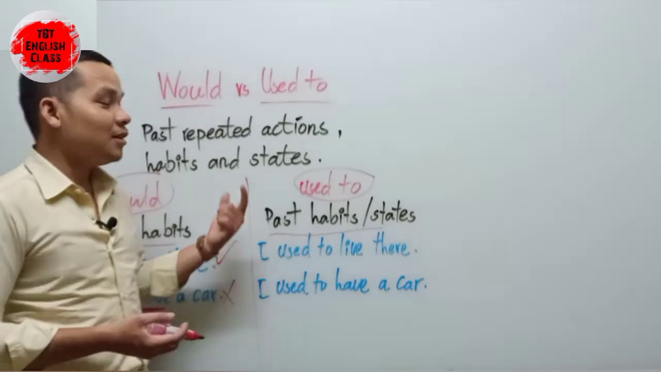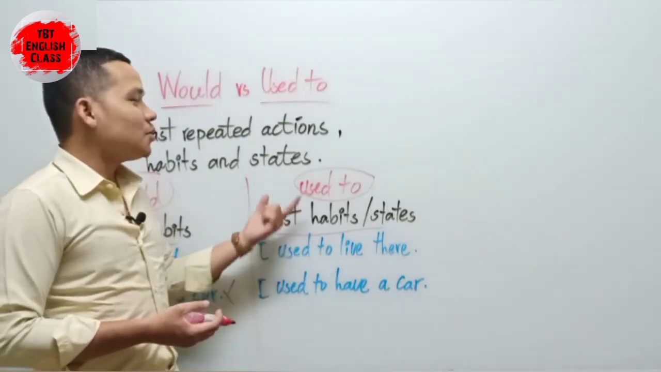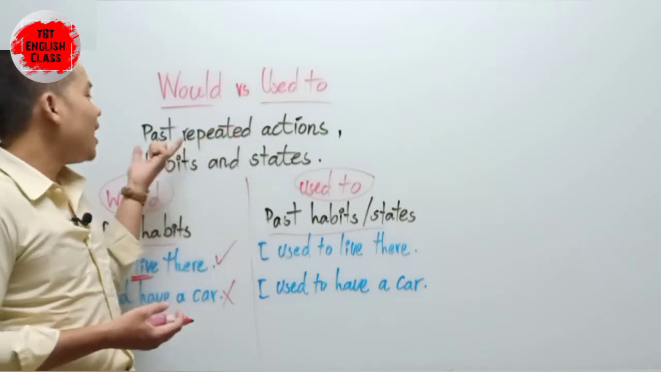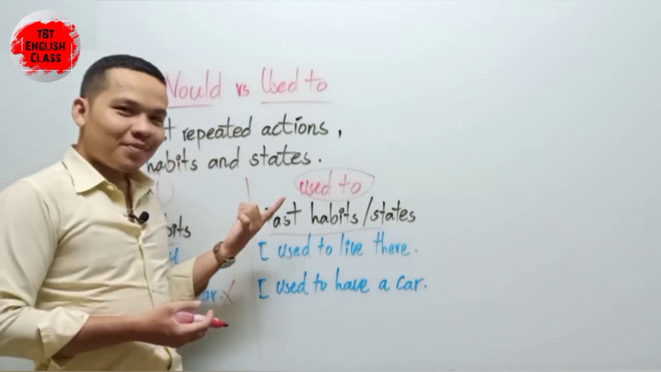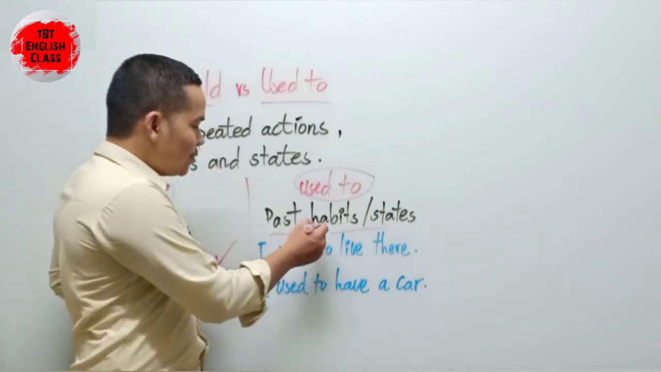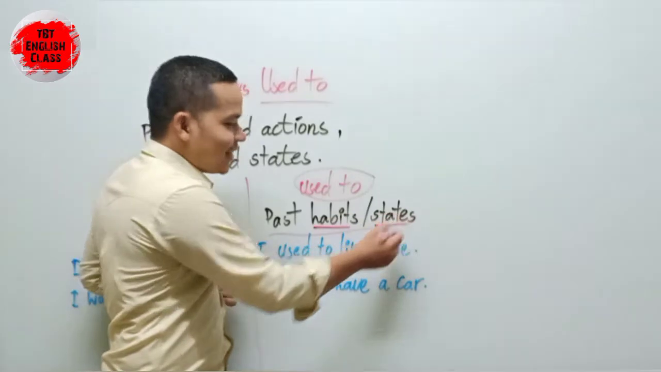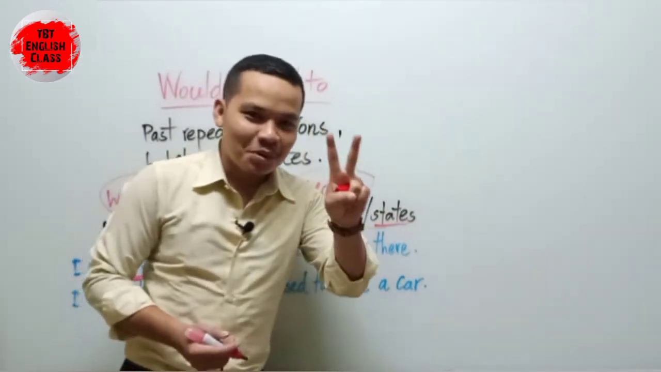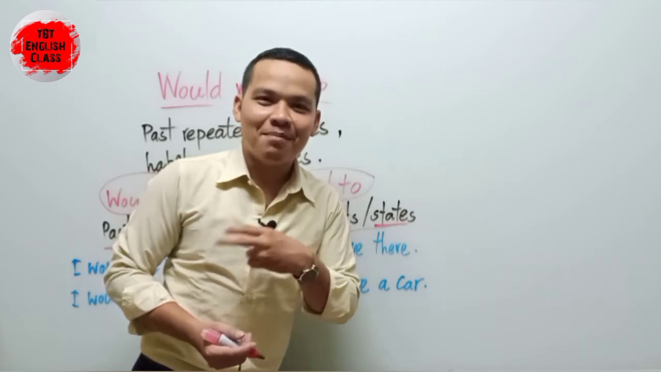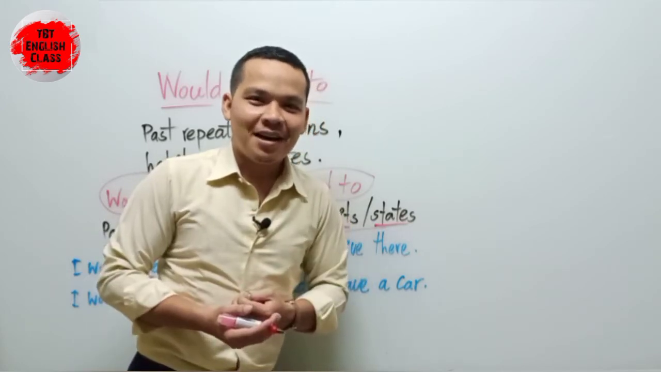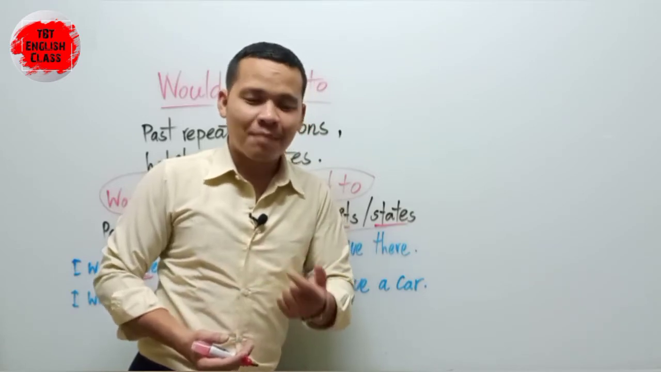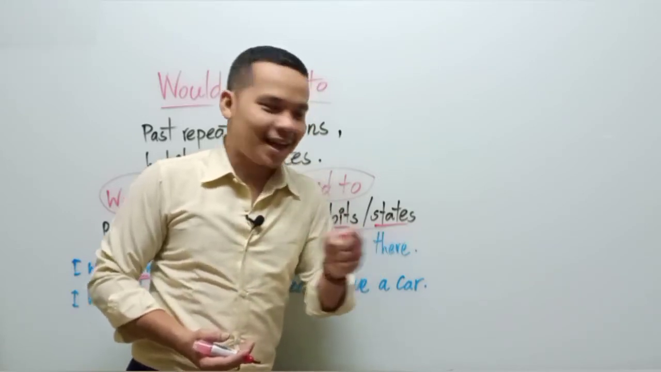So how do we use used to? Used to also talks about repeated action in the past. But it is different from would, because we see two kinds, habit and state. With would, we can talk about your past habit or past action, but with used to, you can use both past state and past action. Okay, like this one.